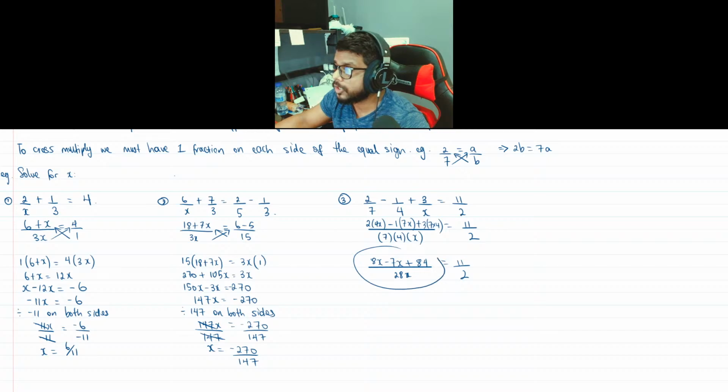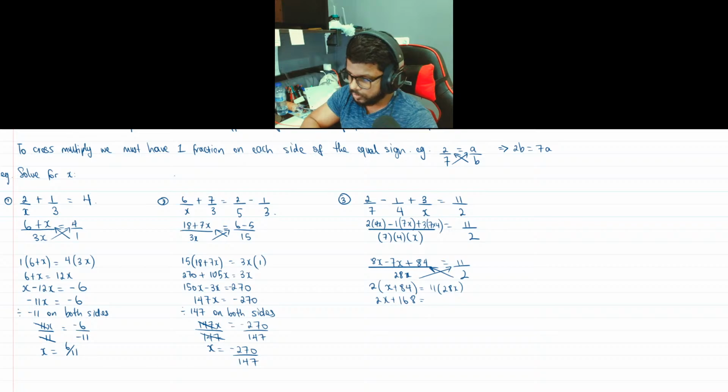I have one fraction here, but man, here's one fraction. I could cross multiply. Well, I will have 2 into 8x minus 7x is 1x. 8 minus 7 is 1. So I got x plus 84 is 11 into 28x. 2x plus 168 is 11 by 28, 308.